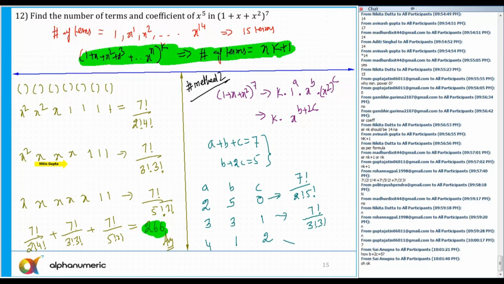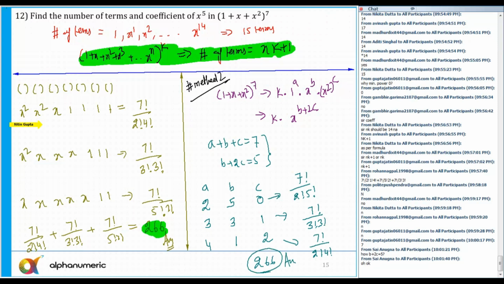And the last case, a is 4, meaning 1 will be repeating 4 times. Yes or no? b is 1, so x will be repeating once, and x² will be repeating 2 times. That is the first case. So that is 7! by 2! into 4!. If you add all of them, I'll get the answer as 266. And that is the answer.